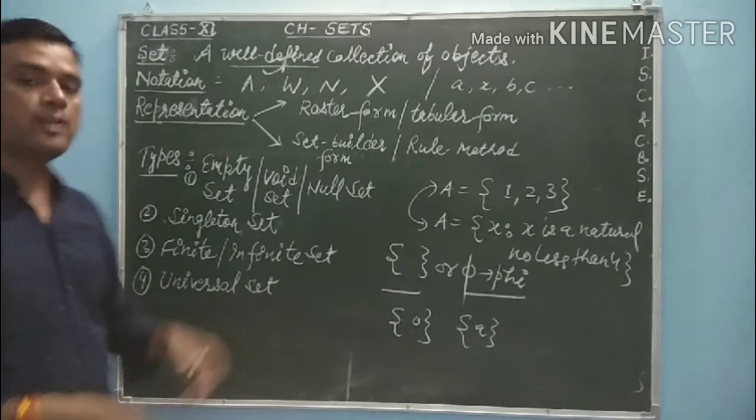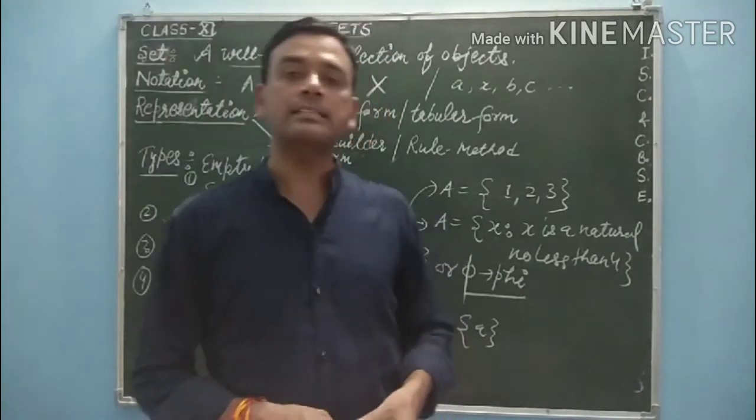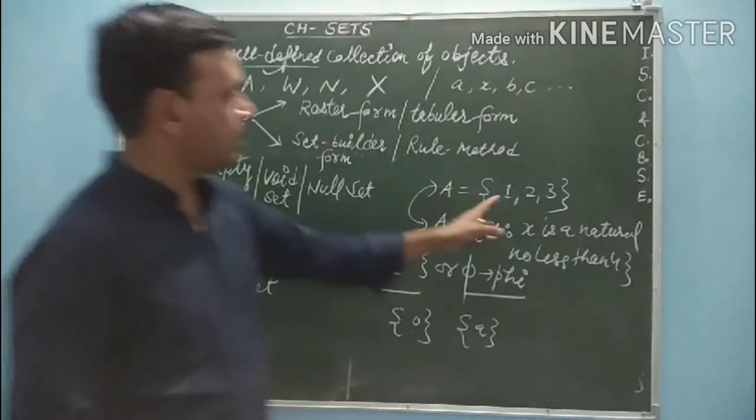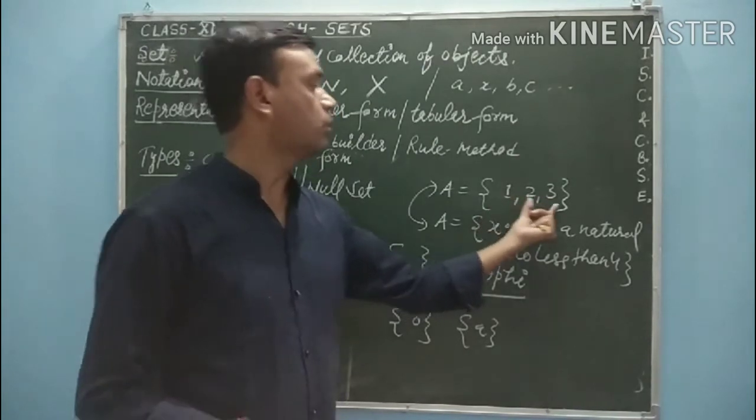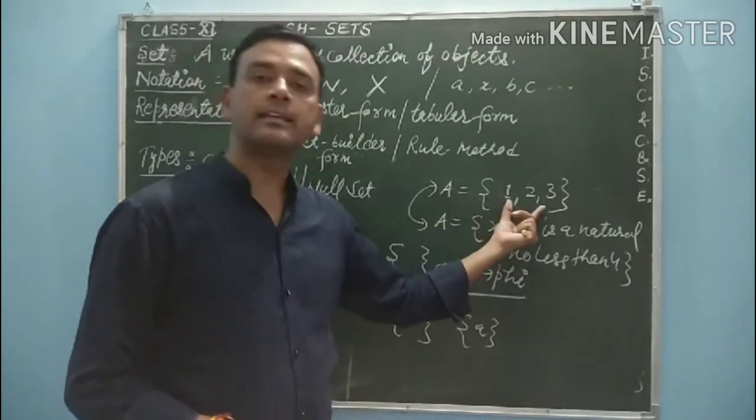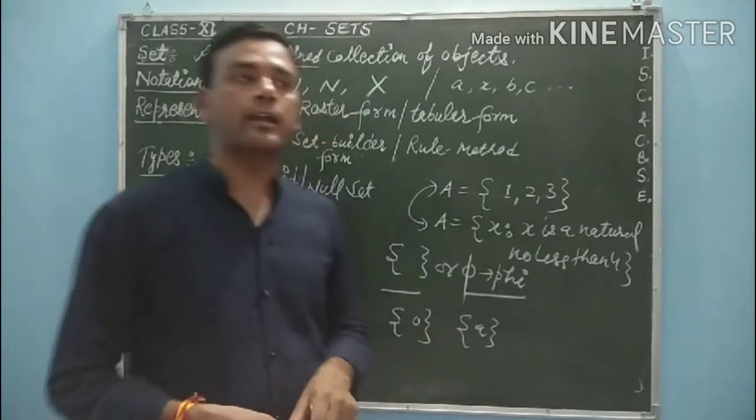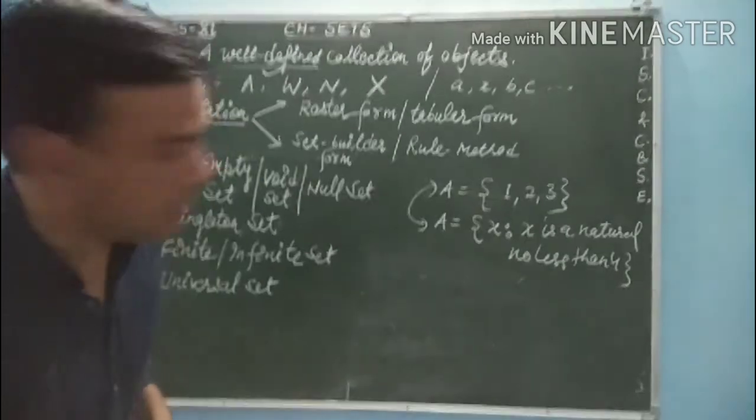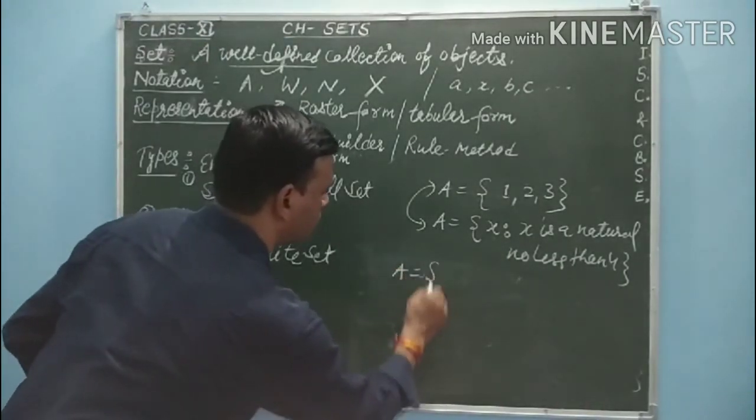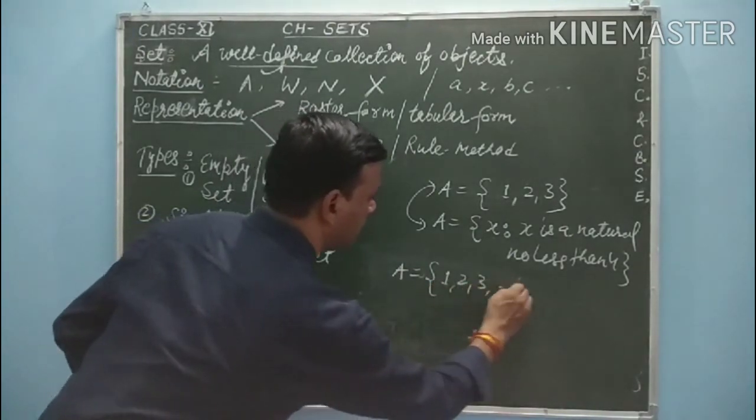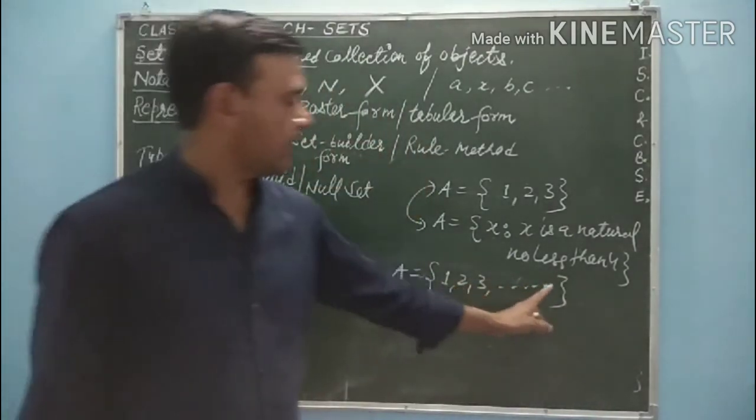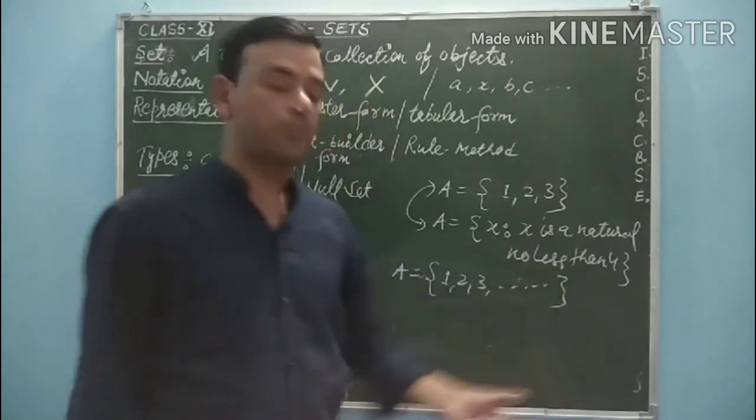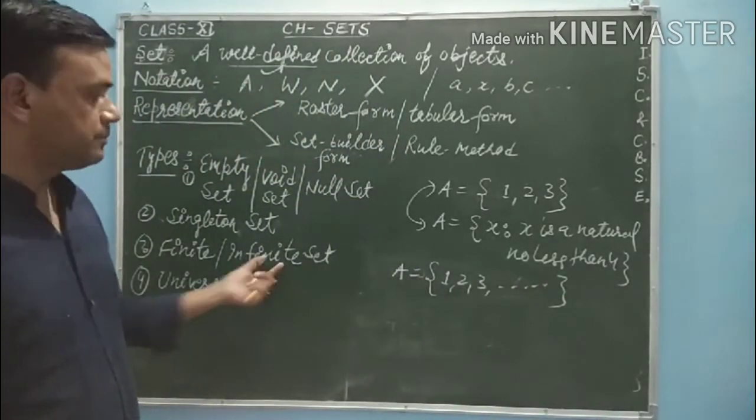Then come to finite set and infinite set. Finite set means when a set has a limited or countable number of elements. Here you can say A = {1, 2, 3}, there are only 3 elements, so we can count the number of elements of this set A. So this is an example of a finite set. If we cannot count the elements of a set, then that set is called an infinite set. For example, suppose A = {1, 2, 3, ...}. Students see here, we don't know the last element; the dashes mean some more elements are there. So this is an example of an infinite set.